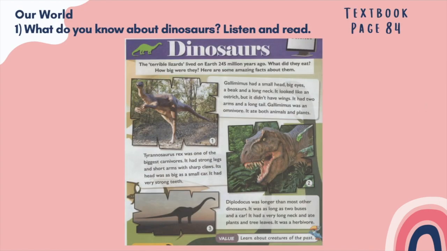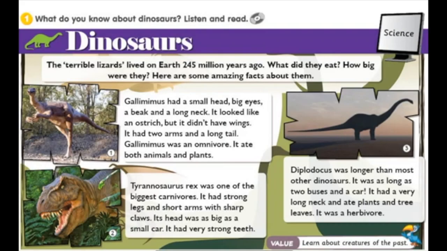Next, let's look at your textbook, page 84. Our world. For this activity, you are going to listen to an audio and read the passage. 1. What do you know about dinosaurs? Listen and read. Science.